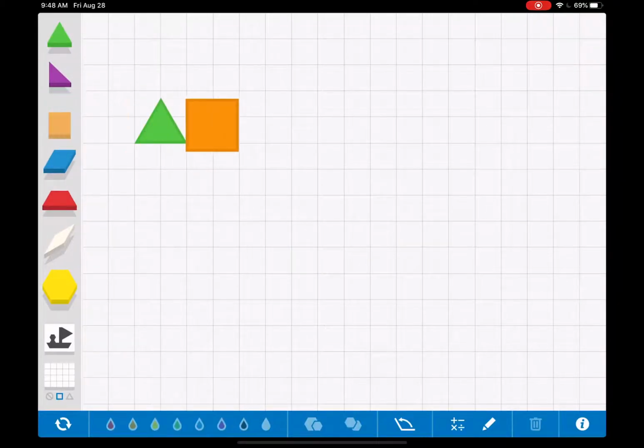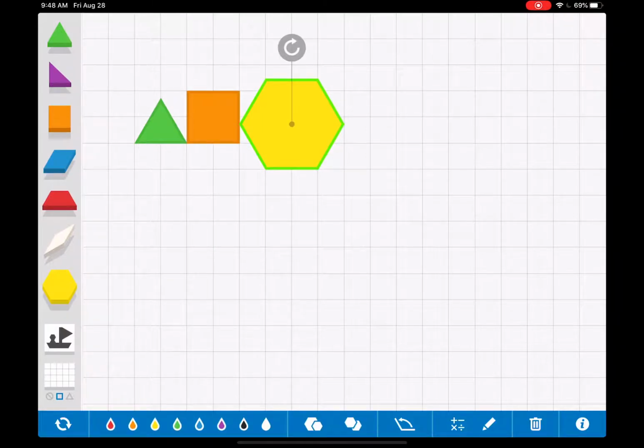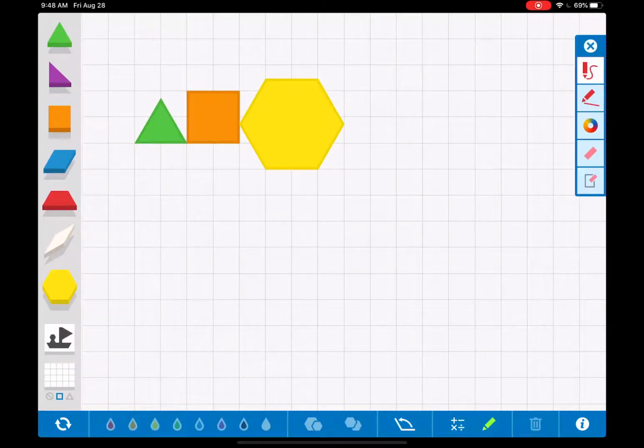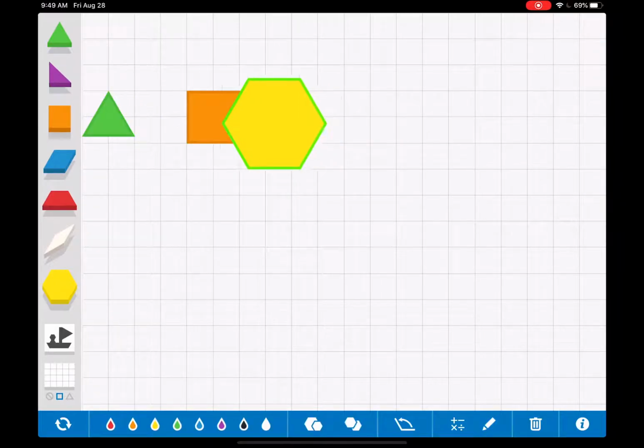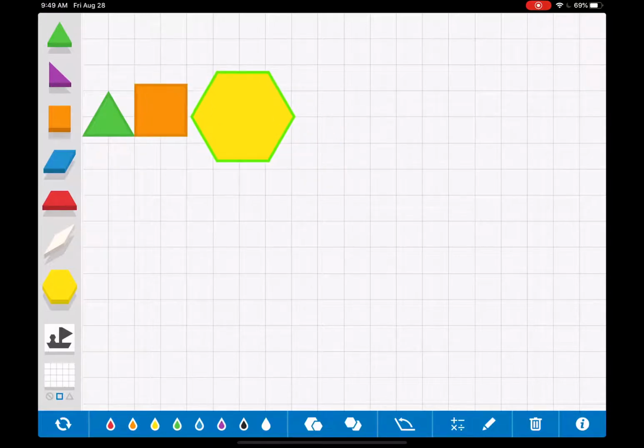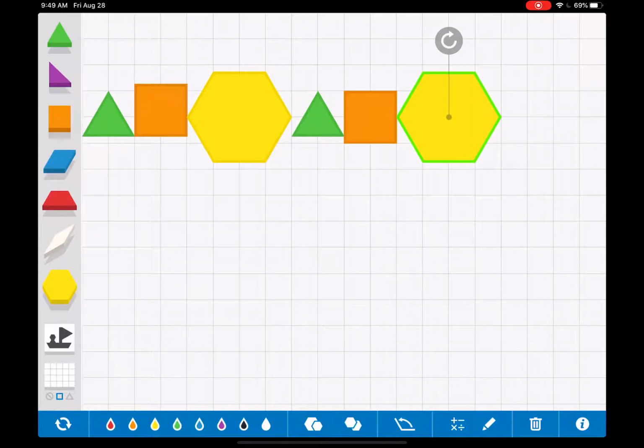Let's look at a triangle, square, hexagon pattern. This pattern would be called an A, B, C because it has three parts now. So if I were going to make an ABC pattern using a triangle and a square and a hexagon, what would come next? Triangle, square, hexagon. The triangle, square, hexagon repeats over and over again in this ABC pattern.